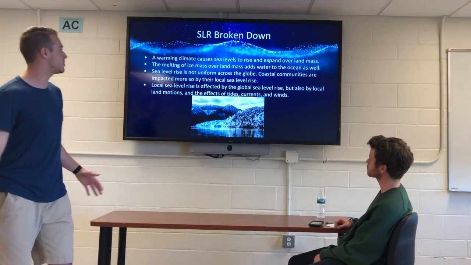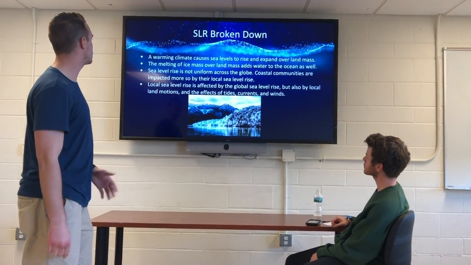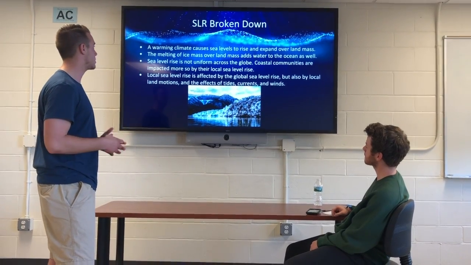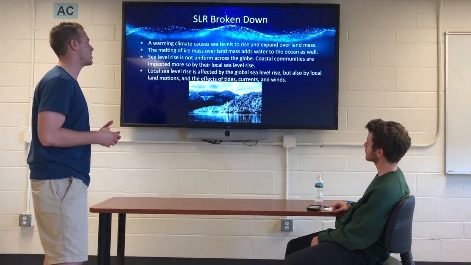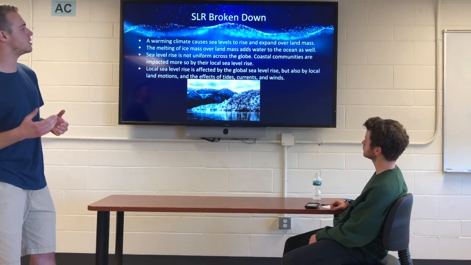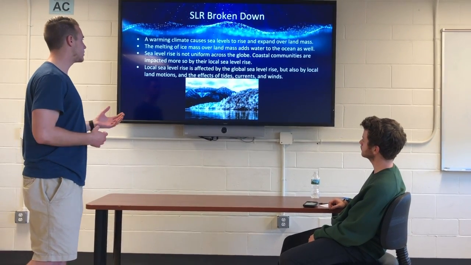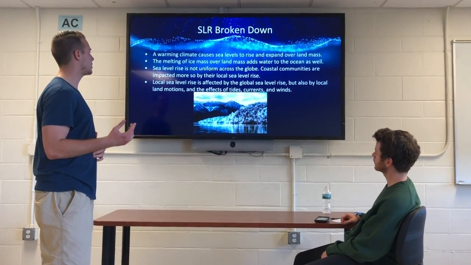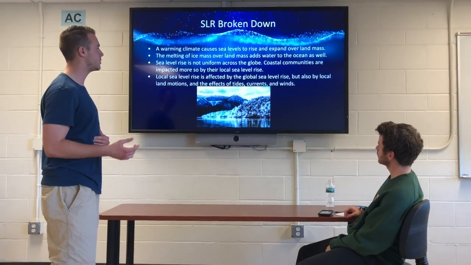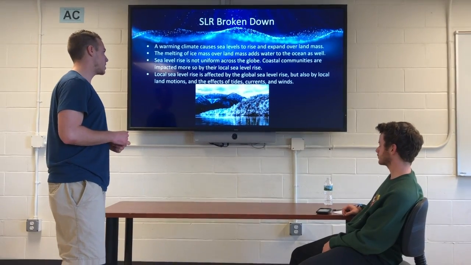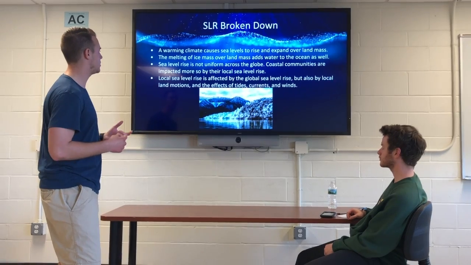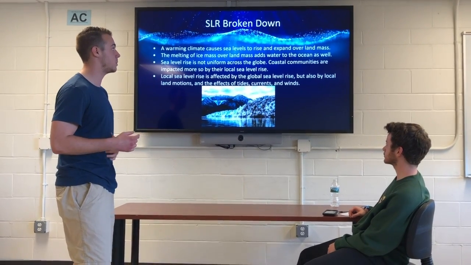So, sea level rise broken down. As I said before, a warming climate causes sea levels to rise and expand over land masses. The melting of ice mass over land mass adds water to the oceans as well. Sea level rise is not uniform across the globe. Coastal communities are impacted more by the local sea level rise. Local sea level rise is affected by the global sea level rise, but also by local land motions and the effects of tides, currents, and winds.